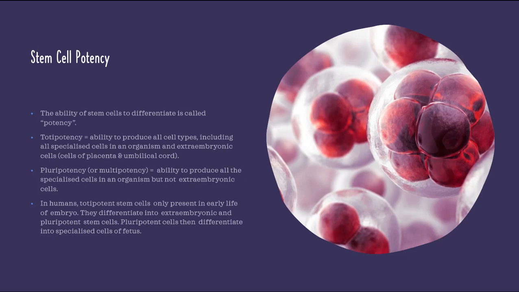Then the cells start to differentiate. At the blastocyst stage, the inner cell mass are what we know as pluripotent stem cells. They have the ability to produce all the specialized cells in an organism, but not the placenta or the umbilical cord. In humans, totipotent stem cells are only present in early life, the embryo. They differentiate very quickly at the blastocyst stage and continue to do so after birth.